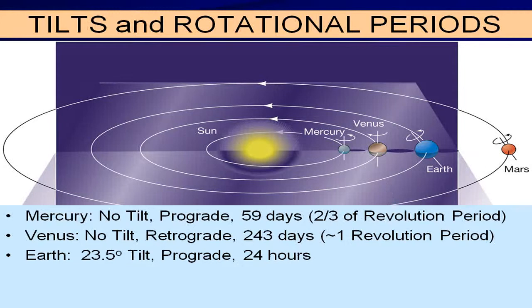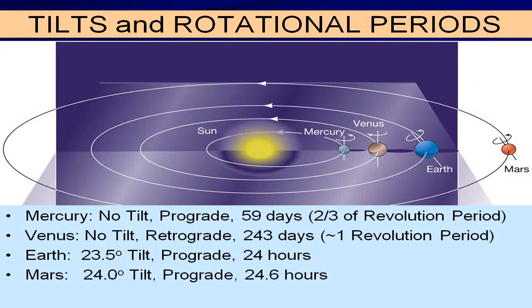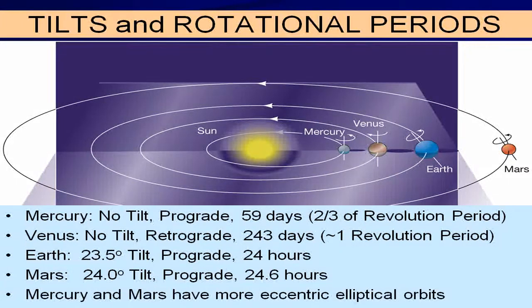Earth has a tilt, 23.5 degrees, prograde rotation in 24 hours. And Mars has a 24-degree tilt, prograde rotation in 24.6 hours. So in terms of tilt and rotation, Mars and Earth are very similar. Mercury and Mars have more eccentric elliptical orbits, and we'll discuss the consequences of Mercury's elliptical orbit today when we look at more particulars about Mercury.